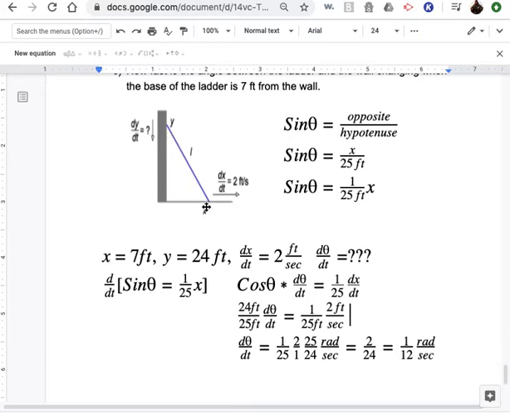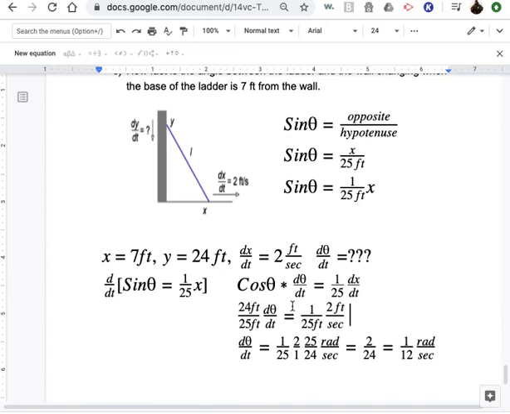Now think about it. If the bottom of this ladder is sliding out and the top is sliding down, this angle theta should be getting larger. If it's getting larger, we should have a positive rate of change, which we do see here. So that's telling me we've done everything correct. So I think that's a pretty simple problem. Again, it would work if you chose cosine. You would just end up with a different fraction here.